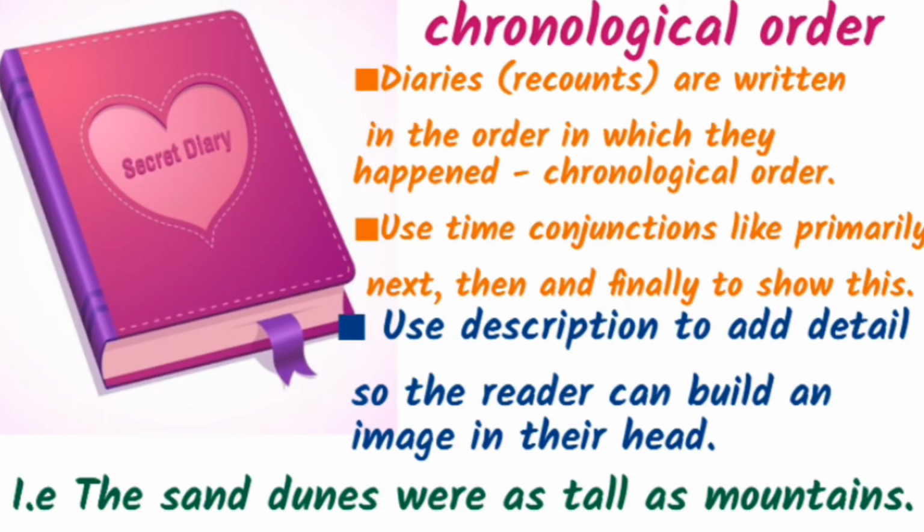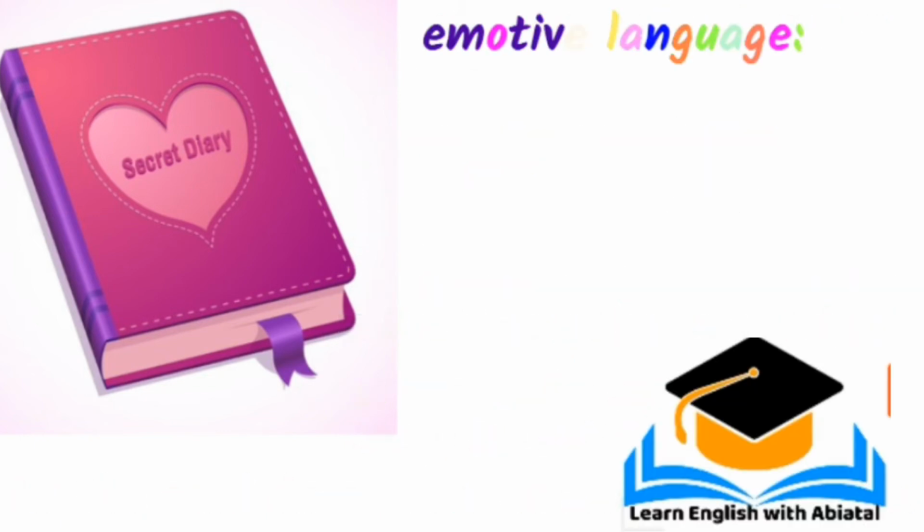Use description to add detail so the reader can build an image in their head. For instance, if you say, the sand dunes were as tall as mountains. When I read, I may create a picture in my mind about the sand dunes having the same height as the mountains. That way you have created a picture in the reader's mind.